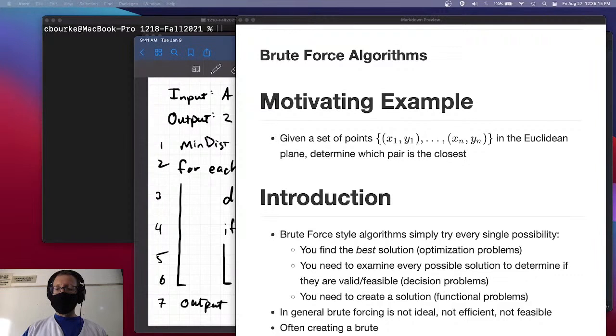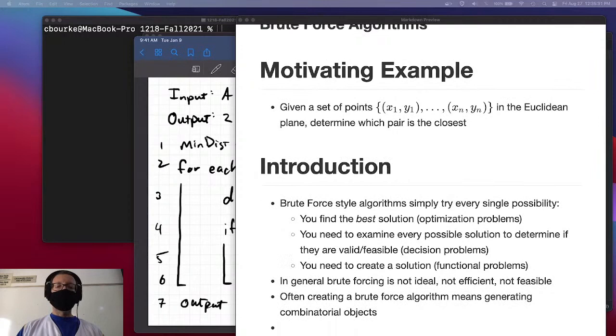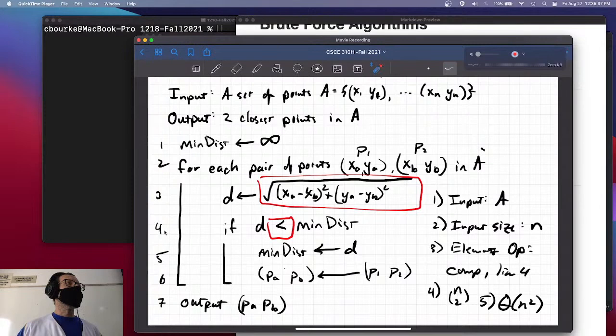Often creating a brute force algorithm means generating combinatorial objects. Right? And that's what we're going to do. In fact, that's what we already did, right? What kind of combinatorial objects did we generate with this kind of solution here?